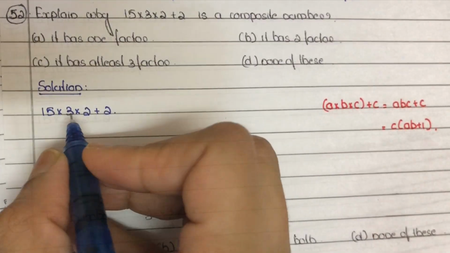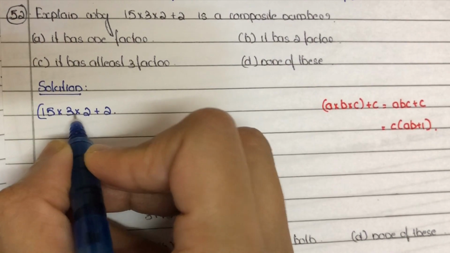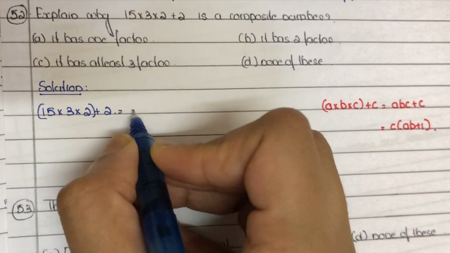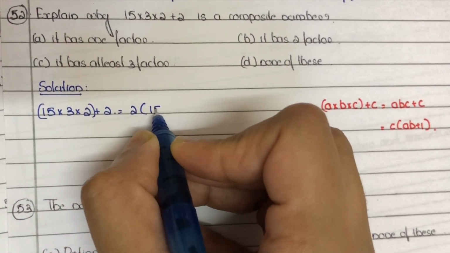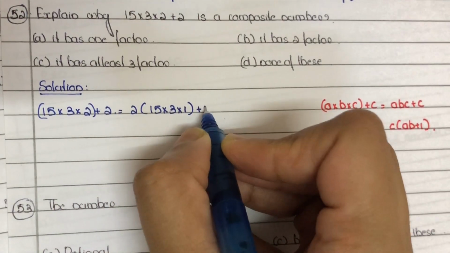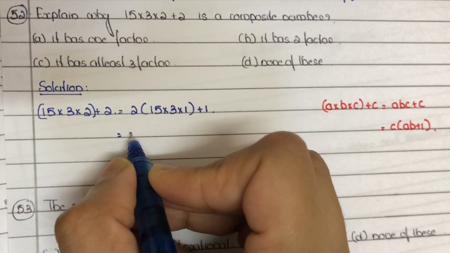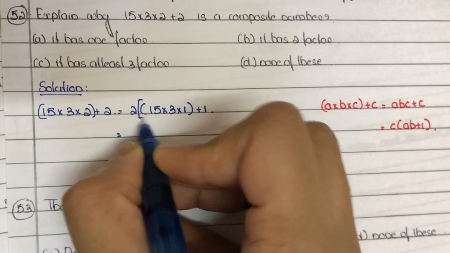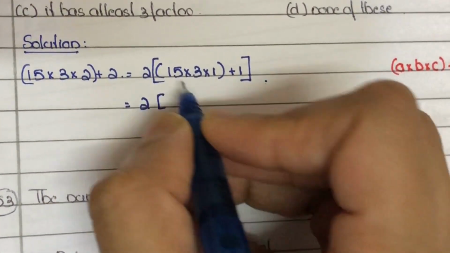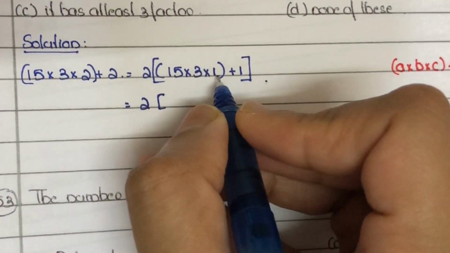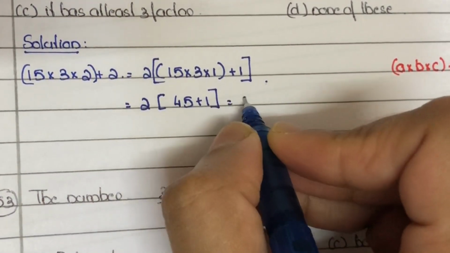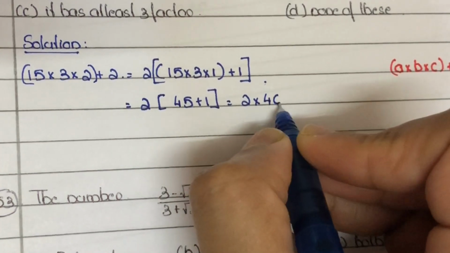Similarly, here 15 into 3 into 2 plus 2. 2 is common, right? So take it out. That is equal to 2 into 15 into 3 into 1 plus 1, which equals 2 into 45 plus 1, that is equal to 2 into 46.